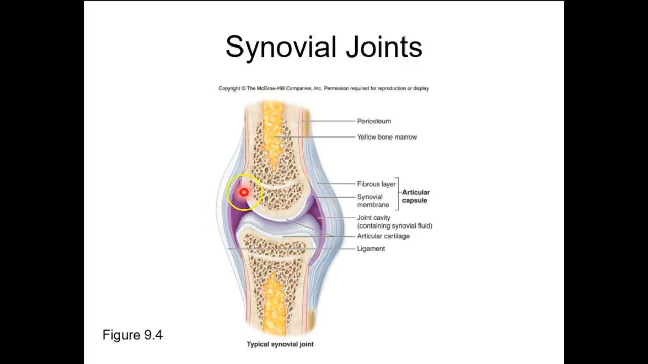Then we do have that articular cartilage. Do you guys remember what type of cartilage is found in articulations at the ends of long bones? Hyaline cartilage. So this is hyaline cartilage.